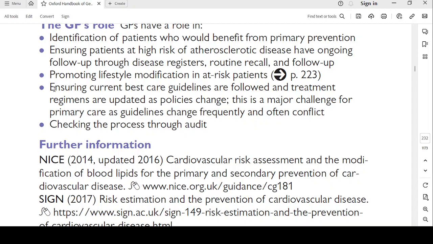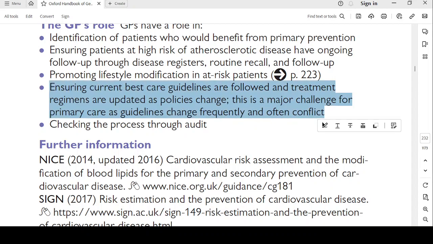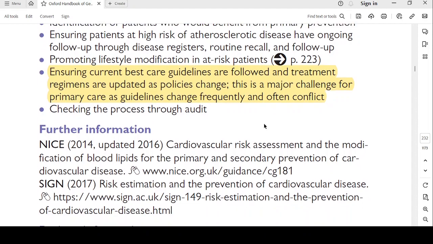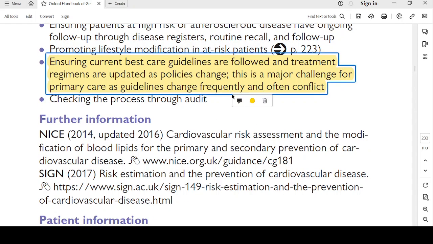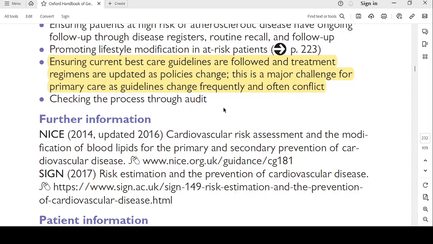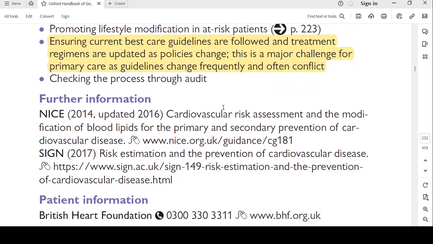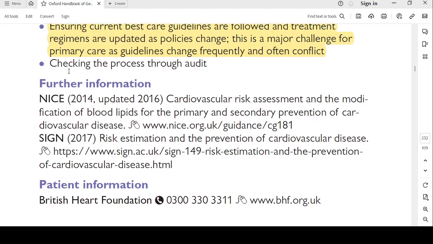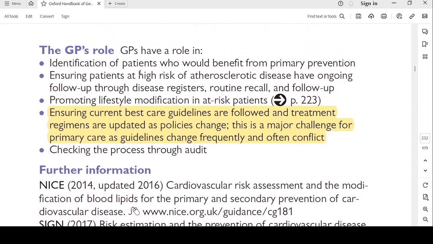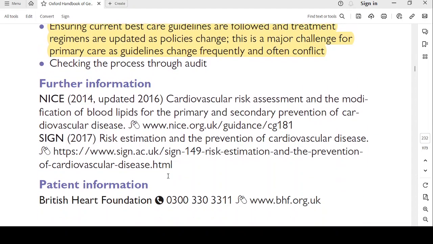Yes, this is actually very important because every year you have a different guideline for blood pressure control. The guidelines change so frequently that today you have convinced the patient that a blood pressure of 140 by 90 at some age is okay, it's normal, and tomorrow the guideline will change and then you have to say a completely different thing to the patient. So checking the progress through audit is the next one.